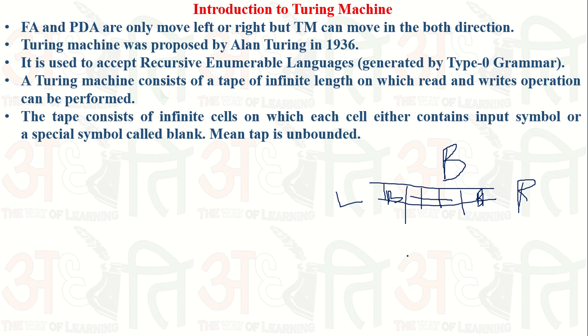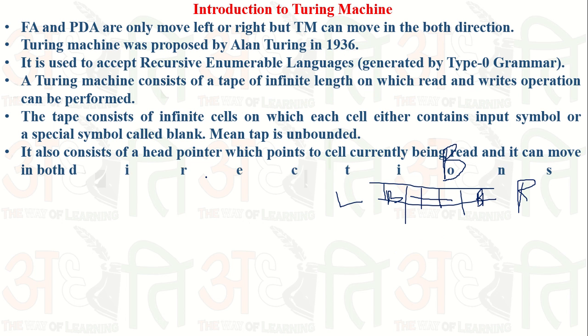It also consists of a head pointer which points to the cell currently being read, and it can be moved in both directions. The head is currently reading the input string, and it can move either in the left direction or in the right direction. So the head is a pointer which points to the symbol currently being read. After reading, or after performing the operation, this head can be moved to the left direction or to the right direction.